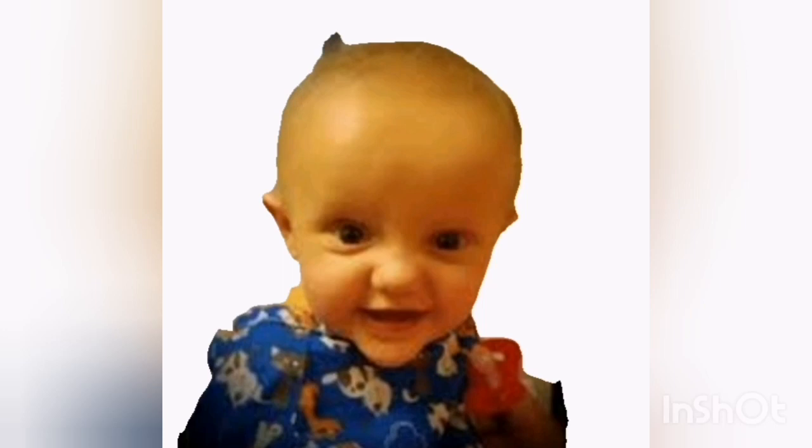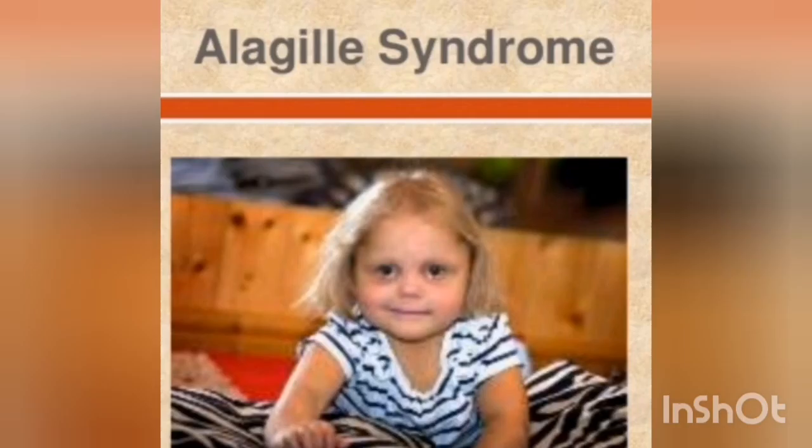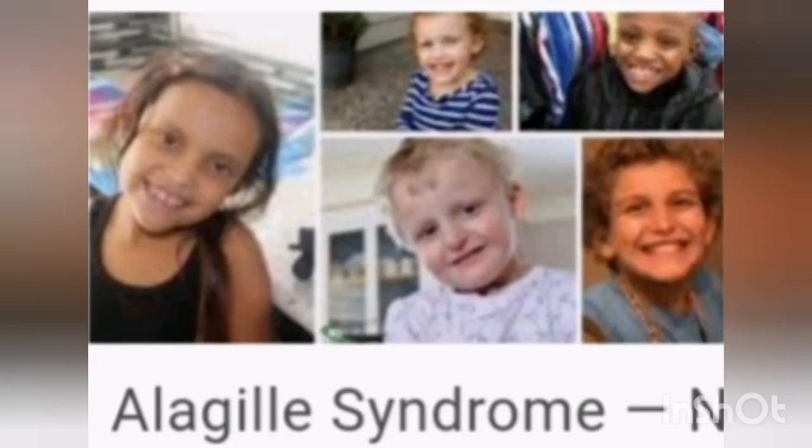It is a genetic disorder, autosomal dominant, affecting primarily the liver and the heart and other organs. It could be a new mutation, estimated to be around 1 in every 100,000 live births.